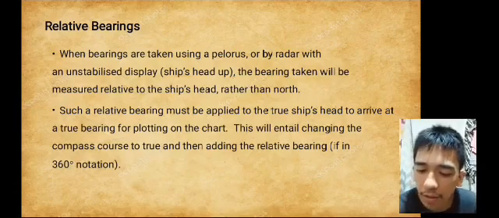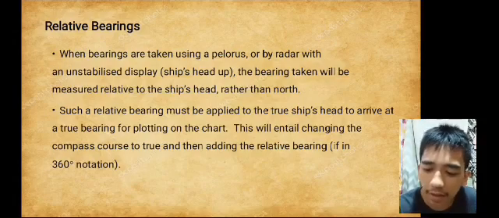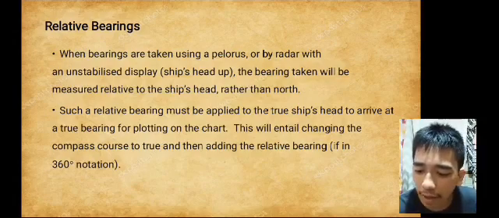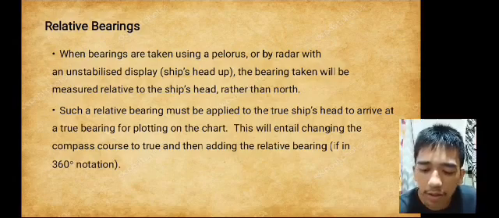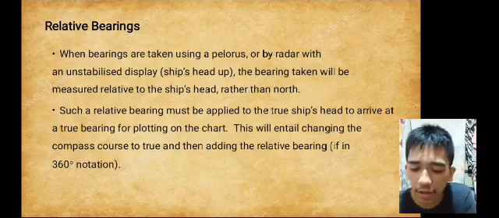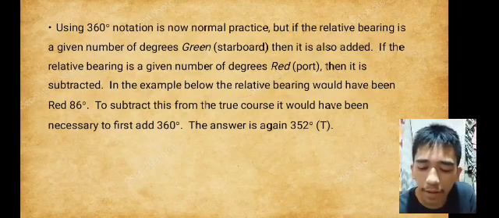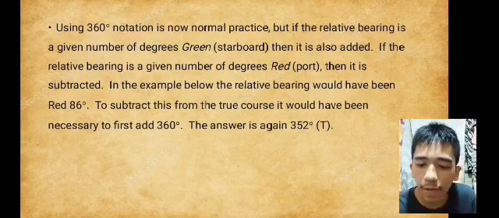Relative bearings. When bearings are taken using a Pelorus or by radar with an unstabilized display, ship's head up, the bearing taken will be measured relative to the ship's head rather than north. Such a relative bearing must be applied to the true ship's head to arrive at a true bearing for plotting on the chart. This will entail changing the compass course to true and then adding the relative bearing if in 360 degrees rotation.